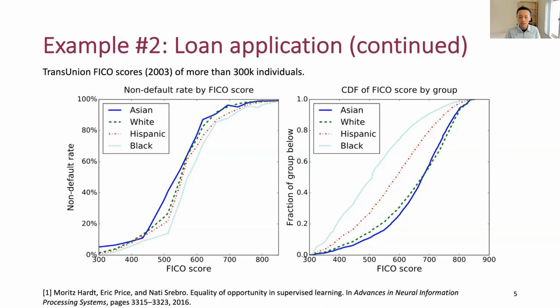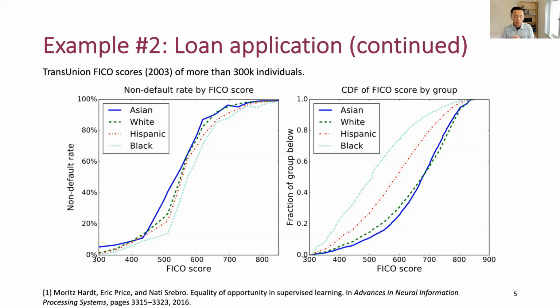If we focus on the 600 FICO score over here, for Asian people, denoted by the solid blue line, slightly more than 20% of Asian people in that data set, or at least from the 2003 TransUnion FICO score data set, have a FICO score that falls below 600. But this number is much higher for African-American people, denoted by the lighter blue dotted line, which means that a client from the African-American community will have a much higher probability of being denied by the financial institution if it decides to look at this 2003 TransUnion score.